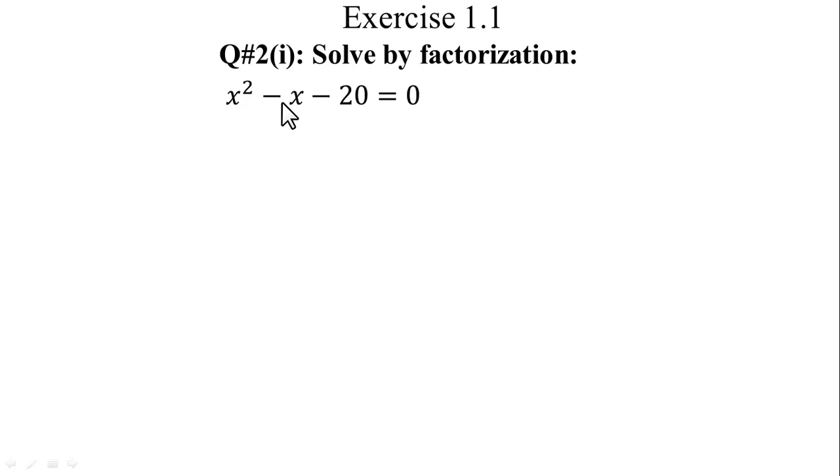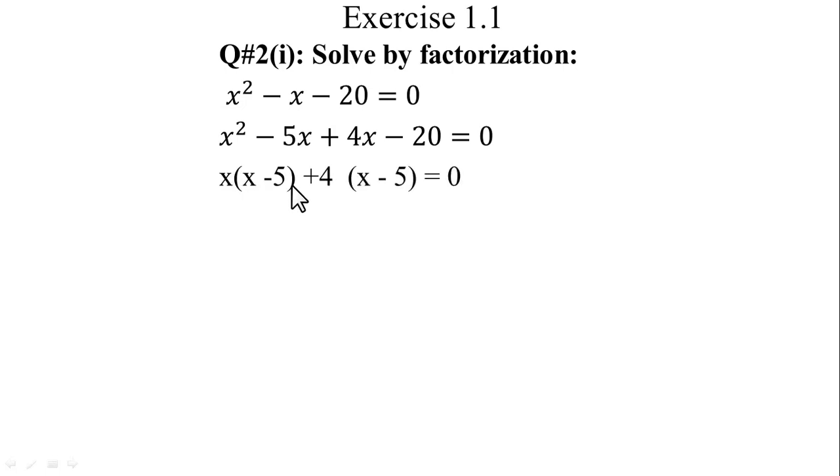We write the factorization of this quantity as x square minus 5x plus 4x minus 20 is equal to 0, because minus 5x plus 4x gives minus x. Taking common in the first two quantities, x, we write x into x minus 5 plus, so we write the sign as plus. Here 20 is a multiple of 4, so taking 4 common, the remaining term is x minus 5, 4 times 5 is 20, so x minus 5.